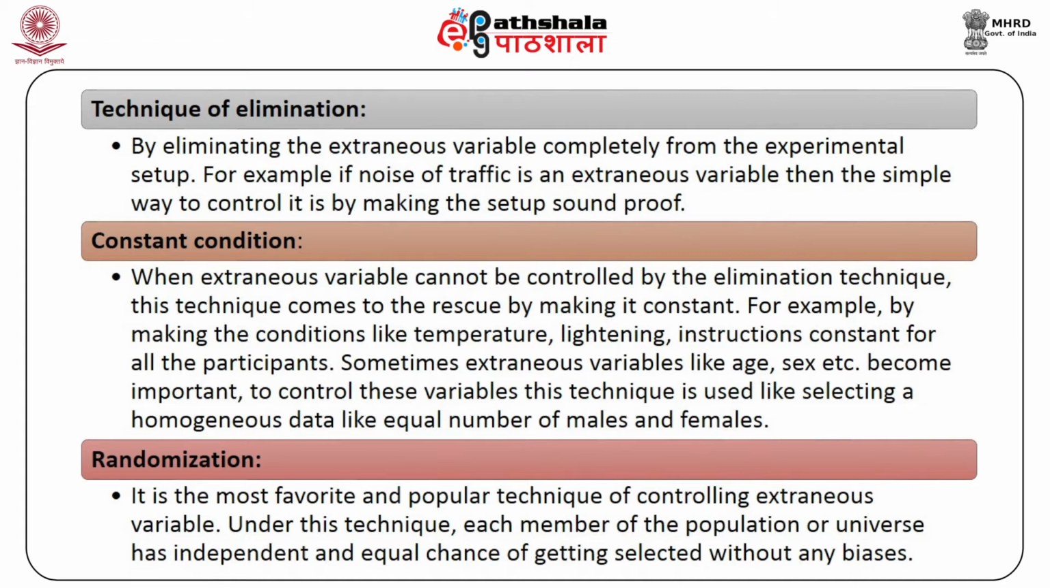As we discussed before, randomization is the next method. It is the most favorite and popular technique of controlling extraneous variables. Under this technique, each member of the population or universe has an independent and equal chance of getting selected without any biases.